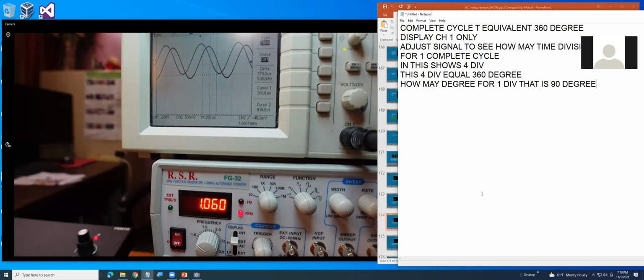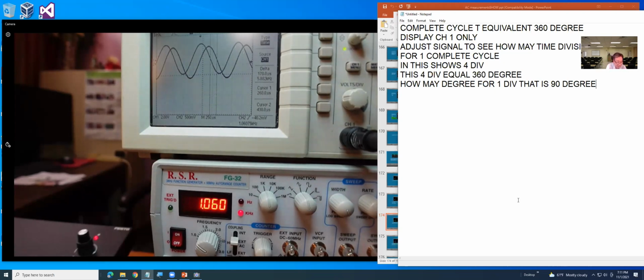So now one division equals 90 degrees, and you get 0.9 or 0.8. How many degrees? You take 90 times 0.8 or 0.9. 90 times 0.8 is 72.